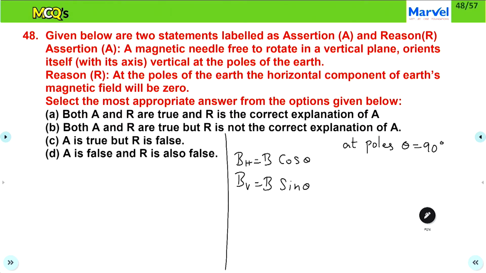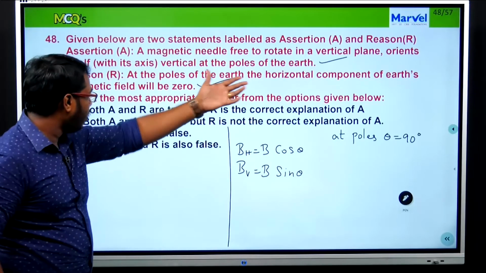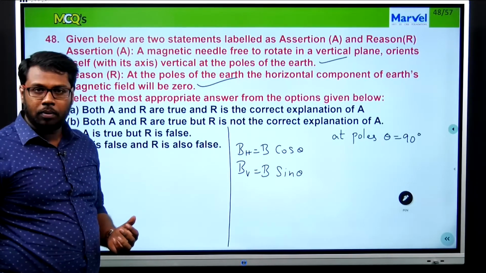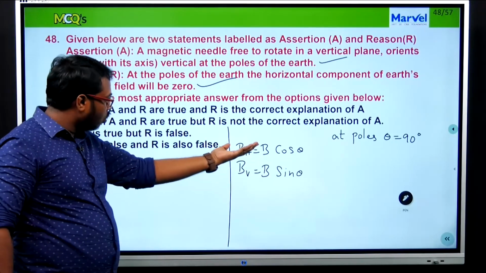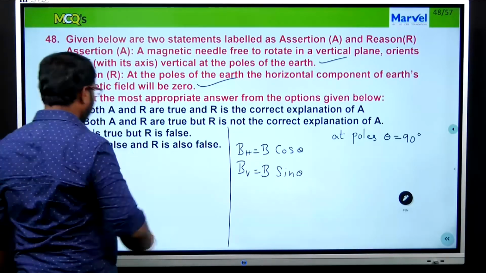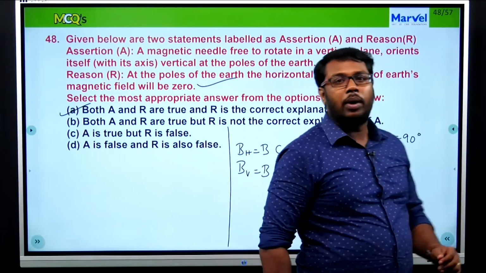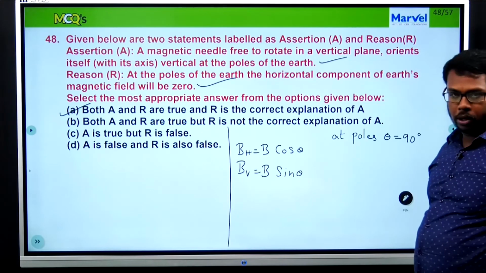So what does our reasoning say? At the pole of the earth, the horizontal component of the earth's magnetic field will be 0, of course. So it is very straightforward that both the statements are correct, and the reason explains the assertion. Because the horizontal component of the magnetic field goes to 0, it proves that your theta is 90 degrees. So option A is your answer. It's a very easy and straightforward question. You don't have to do much to prove it.